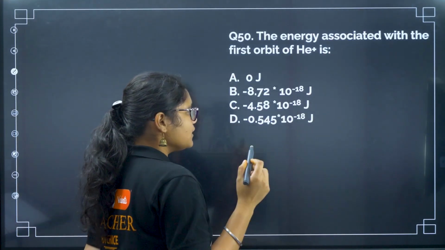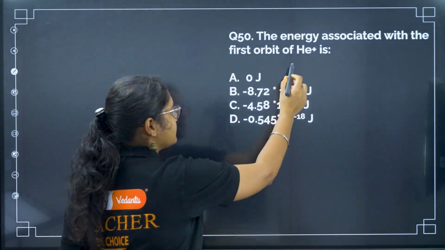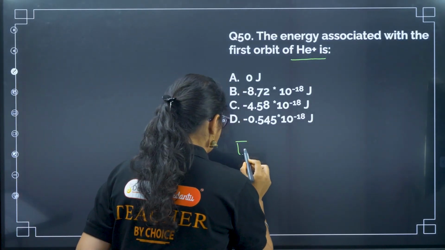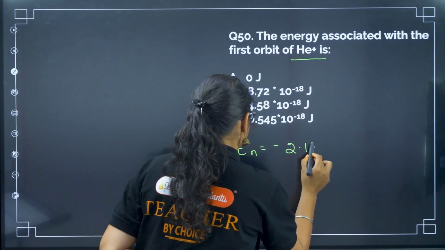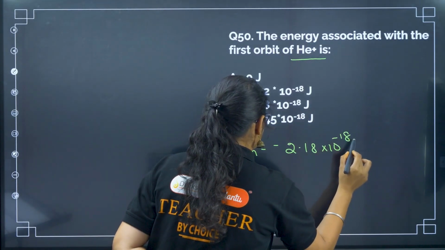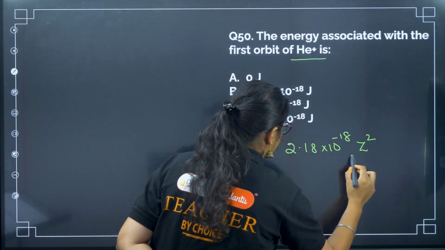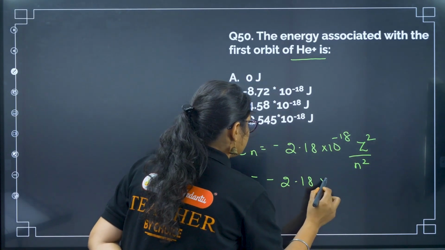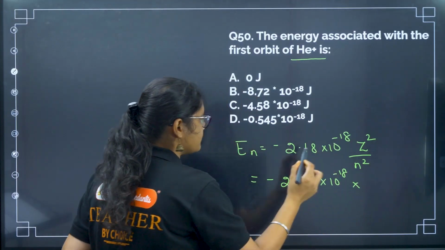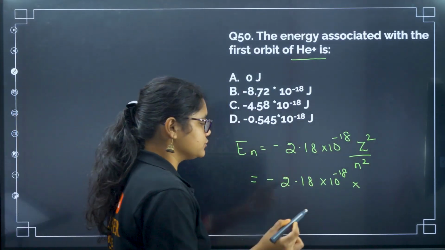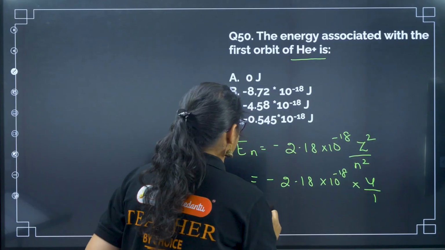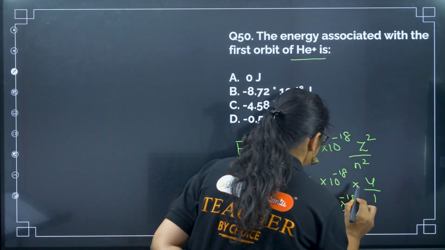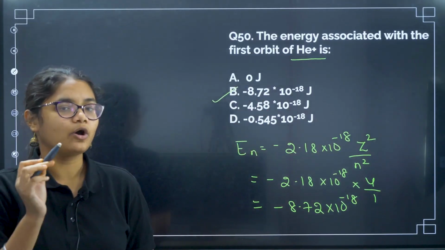Next, coming to structure of atom, the energy associated with the first orbit of He+. So we know energy of any nth orbit is equal to minus 2.18 into 10 to the power of minus 18 Z square by n square, right? So now if I substitute here, Z value is how much? Helium, that is 2. So 2 square is 4. First orbit is 1. So if I solve this, I'll get minus 8.72 into 10 to the power of minus 18. Correct answer for this question will be option number B.